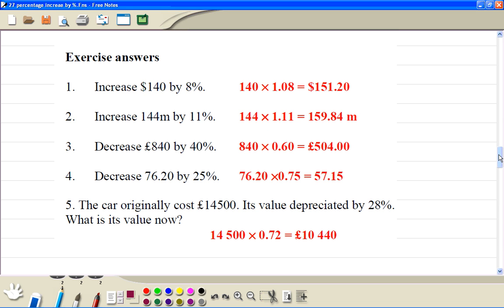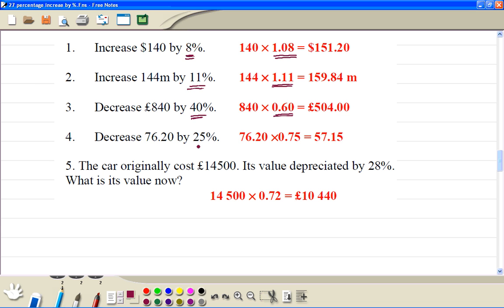Here are the answers. Using the calculator method, if you're increasing by 8%, your multiplying factor is 1.08, and you get your answer. If you're increasing by 11%, your multiplying factor is 1.11. Now if you're decreasing by 40%, the remaining from 100% is 60%, so that means the amount multiplied by 0.60. If you're reducing by 25%, it's like 75 pence left from a pound, so your multiplying factor is 0.75.